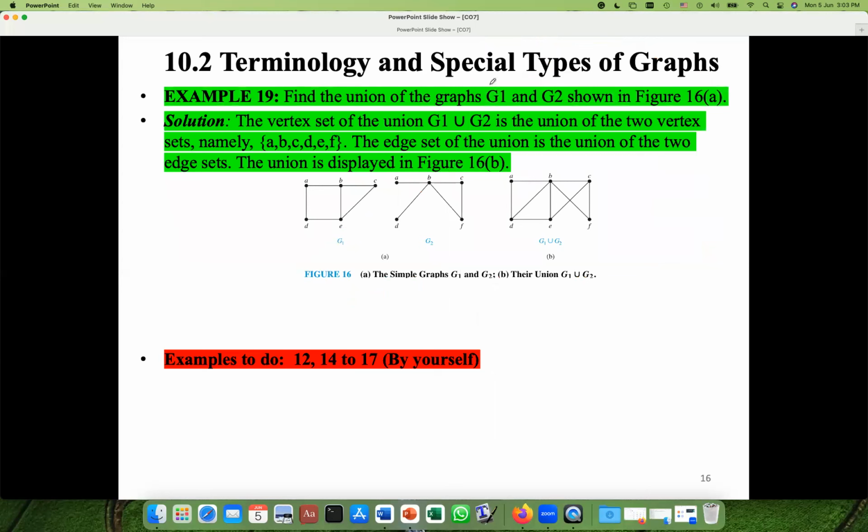Find the union of the graphs G1 and G2 shown here in figure 16a. So this is figure 16, this is A, and you have these G1 and G2 graphs given here. This is easy. You just have to put it logically. You have to pick it up logically and place it over here.